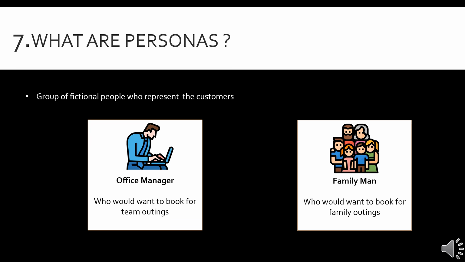Second one is the family man who wants to book on the weekends for a brunch, lunch or a dinner. He does not care about the digital copy of the bill but is very keen on the services offered for the kids and the seating arrangements.